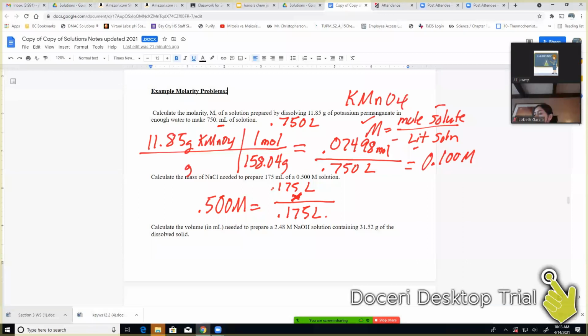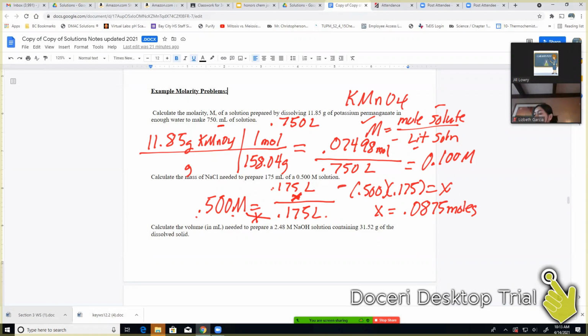This is in the denominator. When I bring it up here to the numerator, that just means I am multiplying those two numbers together, right? 0.50 times 0.175 would be equal to my X. So in this case, my X is 0.0875, and that's moles because that's what we were trying to find.